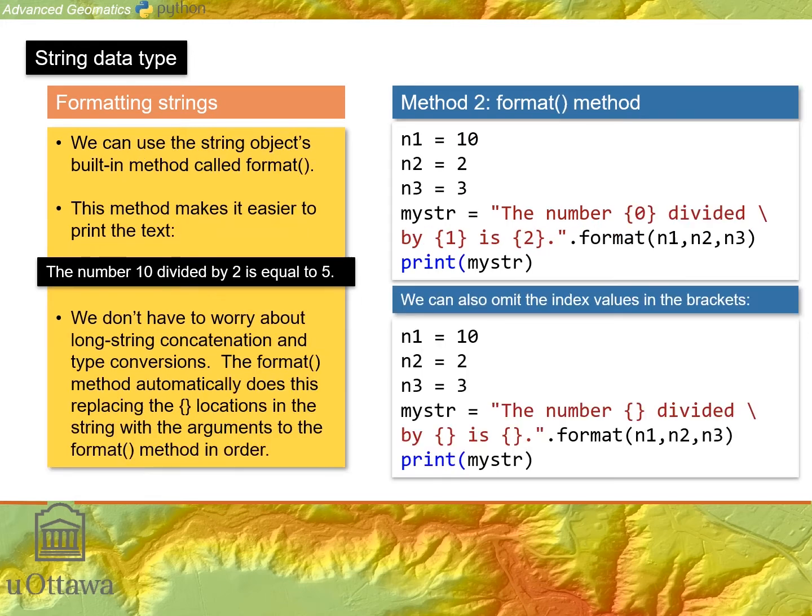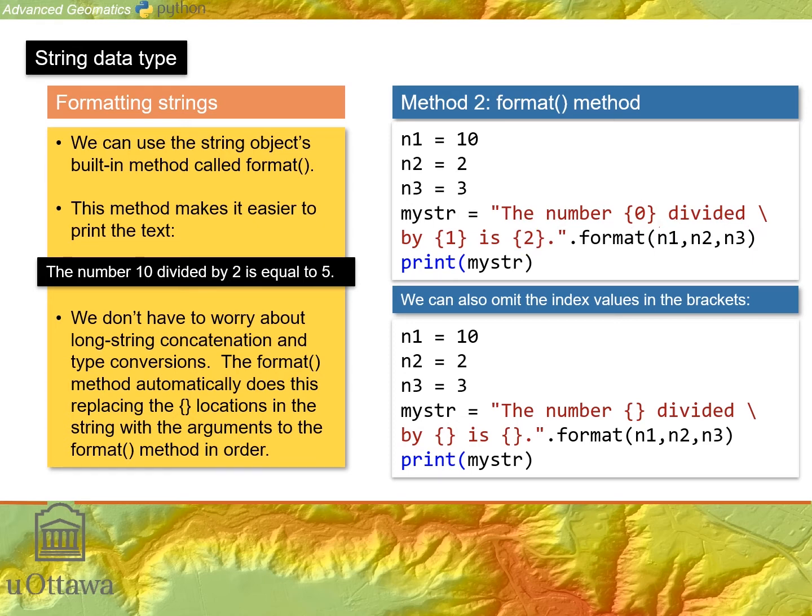So instead, the format method, much cleaner. So my string, the number, here it says 0, 1, and 2. These are the index values in the format arguments right here. So 0 is N1, 1 is N2, and 2 is N3. So it just puts them in there, in that order.